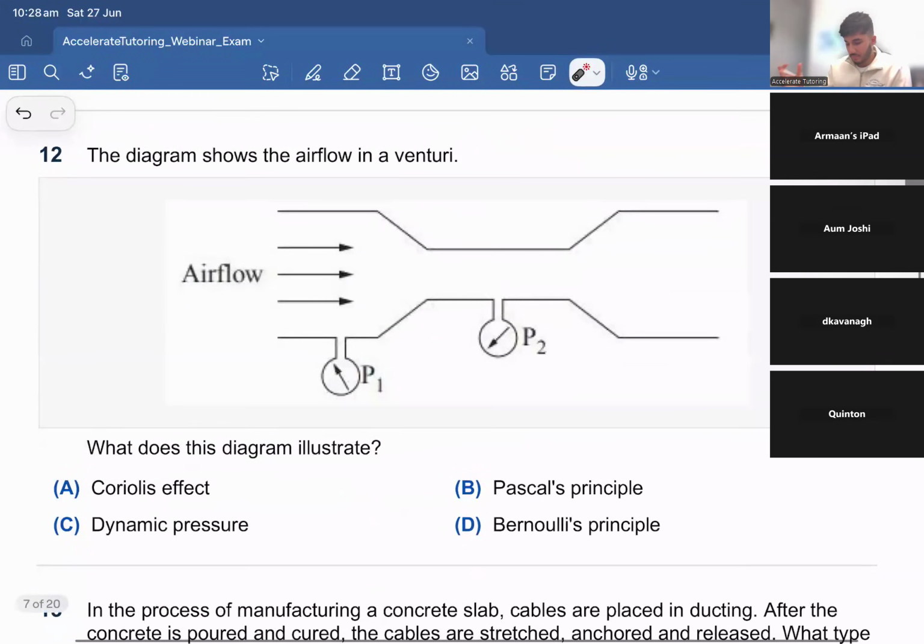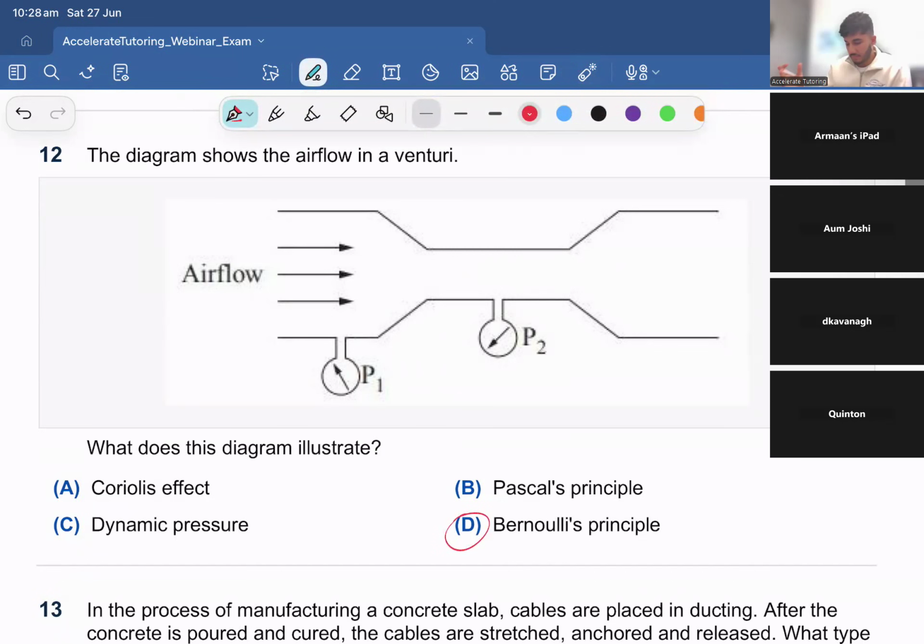Perfect. So following that, we have our Venturi effect system shown over here. What does the diagram illustrate? A Venturi system is just used to represent Bernoulli's principle.